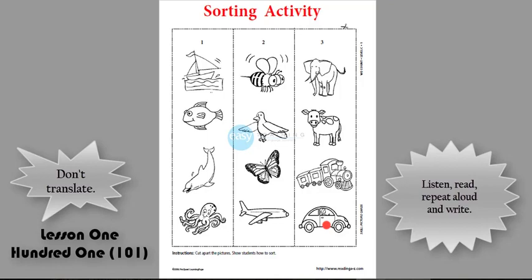Then we can say that boats, fish, dolphins, and octopuses go in water or move in water. Bees, doves, butterflies, and planes move in the air. And elephants, cows, trains, and cars move on the ground.